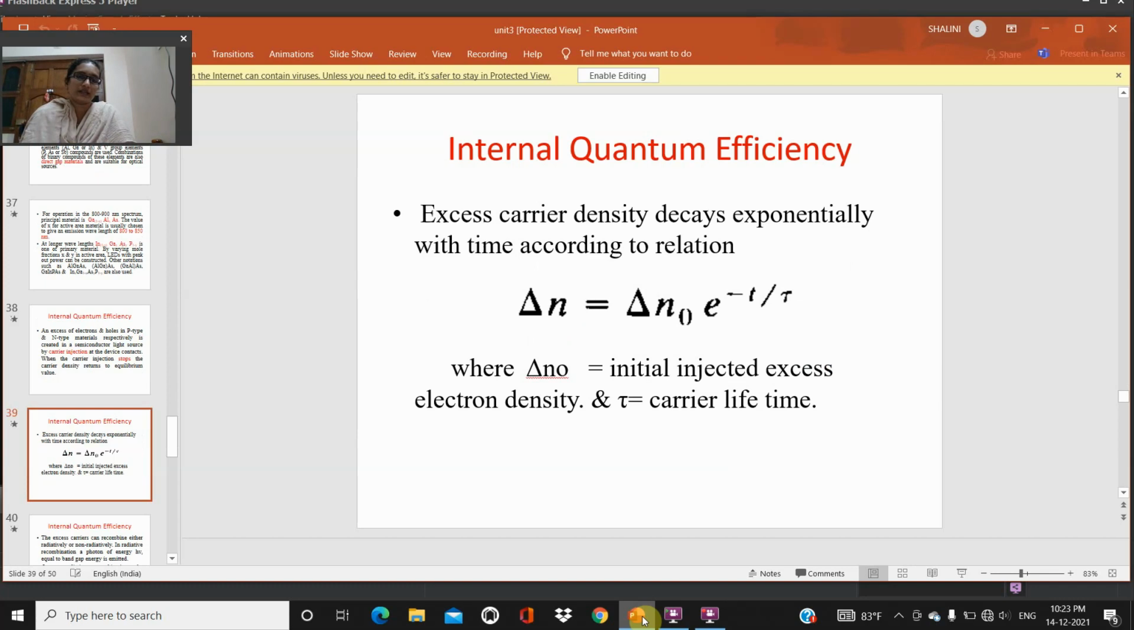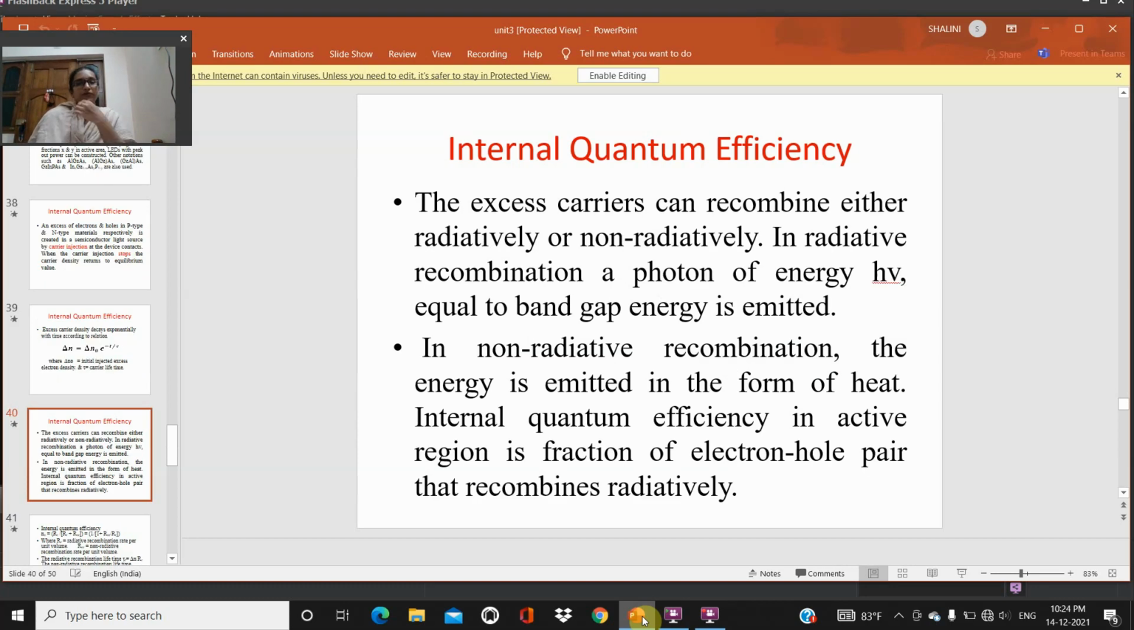So delta n is equal to delta n naught e power minus t by tau, where delta n naught is the initial injected excess electron density and tau is the carrier lifetime.